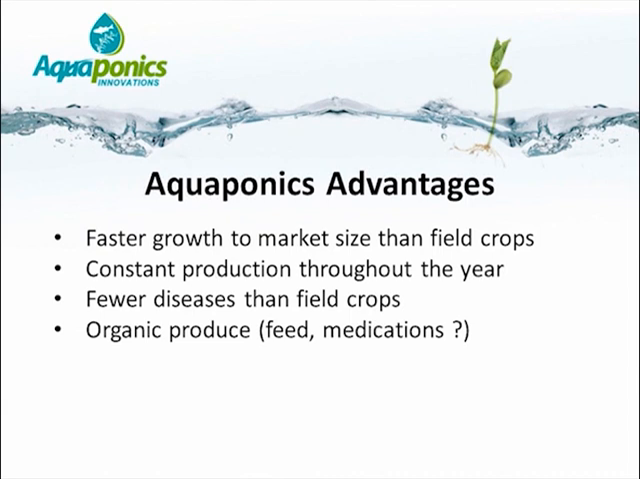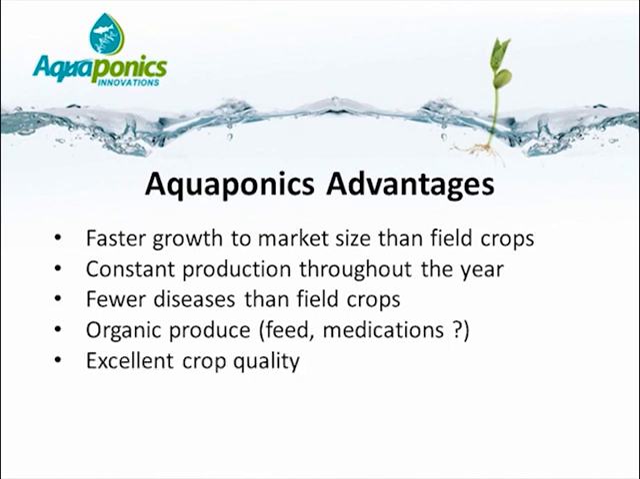Organic produce is a debatable point. The produce coming out of an aquaponics system can certainly be very healthy, depending on the medications that are used. But it cannot be labeled organic at this stage, because currently the people certifying products as organic require it to be rooted in soil, and aquaponics, by very definition of it, is not rooted in soil.